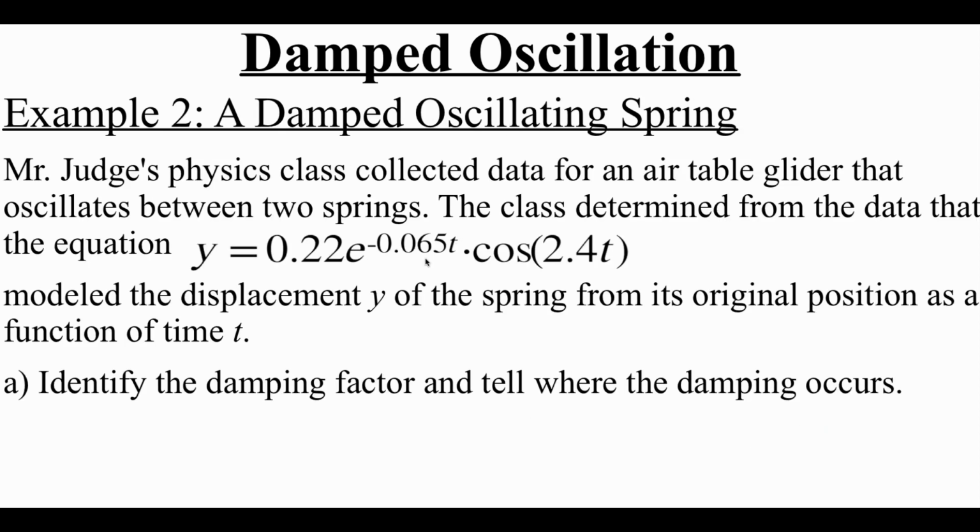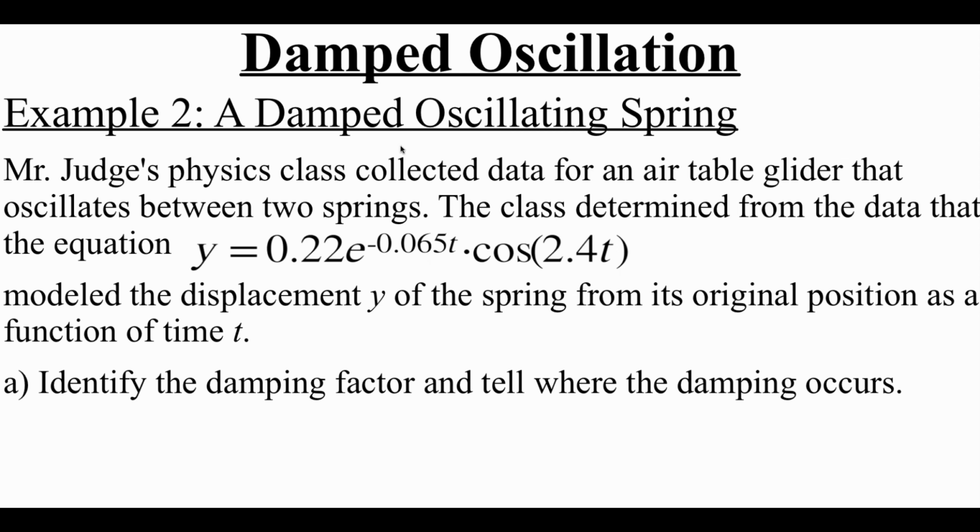Now in this example, Mr. Judge's physics class collected some data for an airtable glider that oscillates between two springs. The class determined from the data that the equation y equals 0.22 e to the negative 0.065 t times the cosine of 2.4 t would model the displacement, which we're going to call our y, of the spring from its original position as a function of time t. And the first thing we want to do is identify the damping factor and tell where the damping occurs.